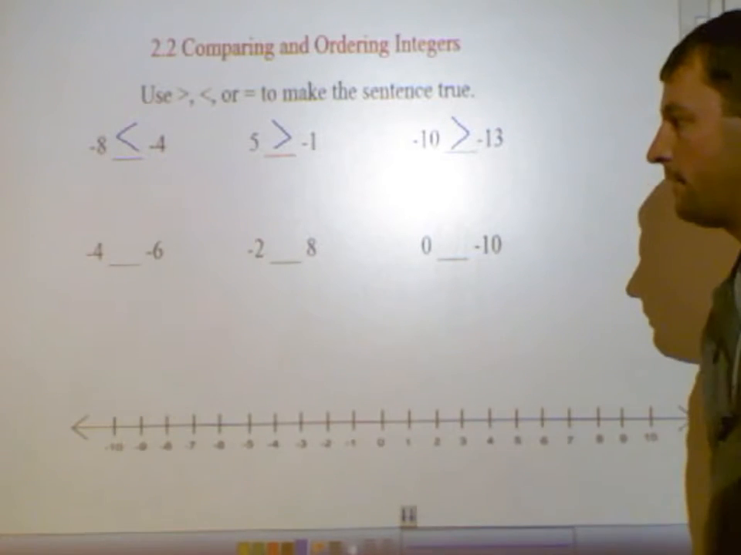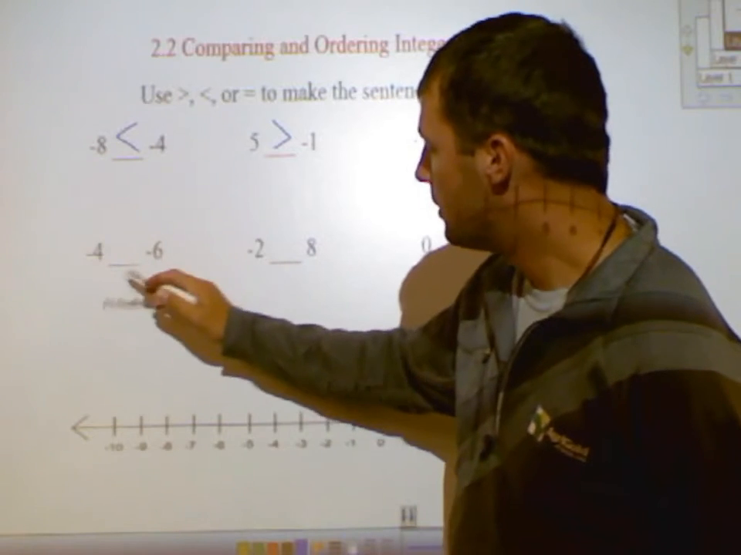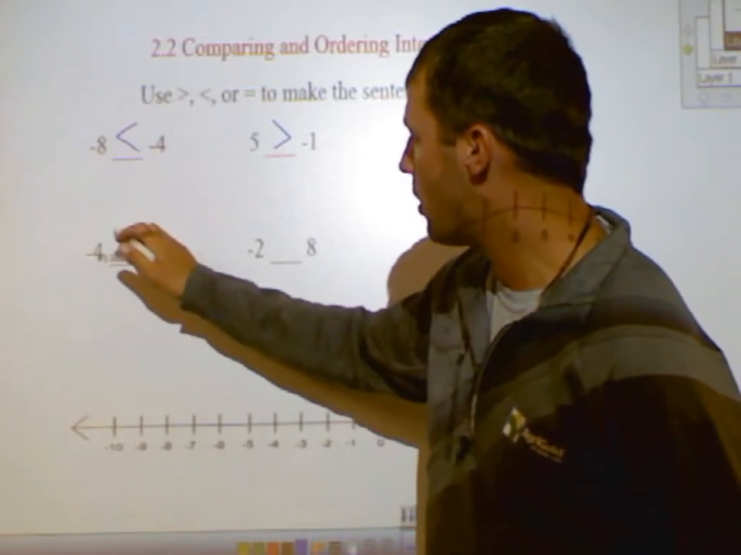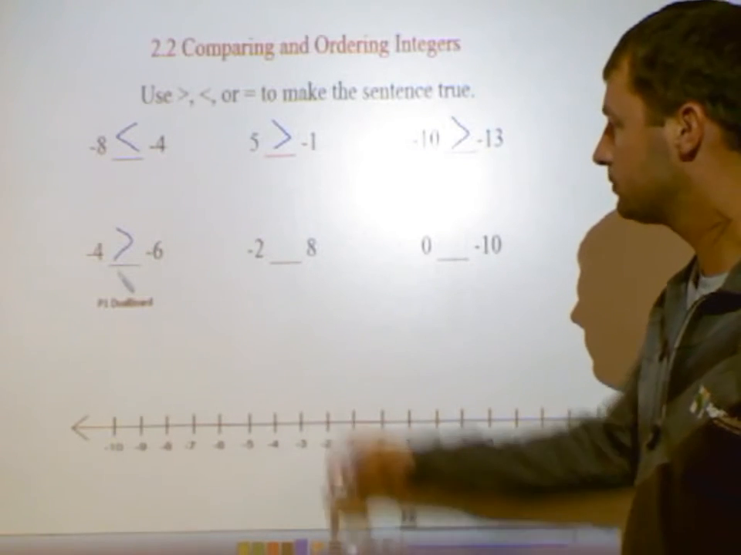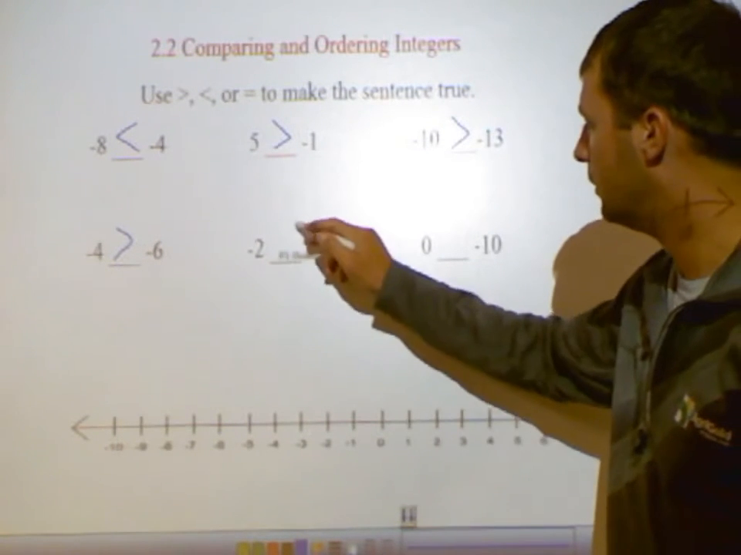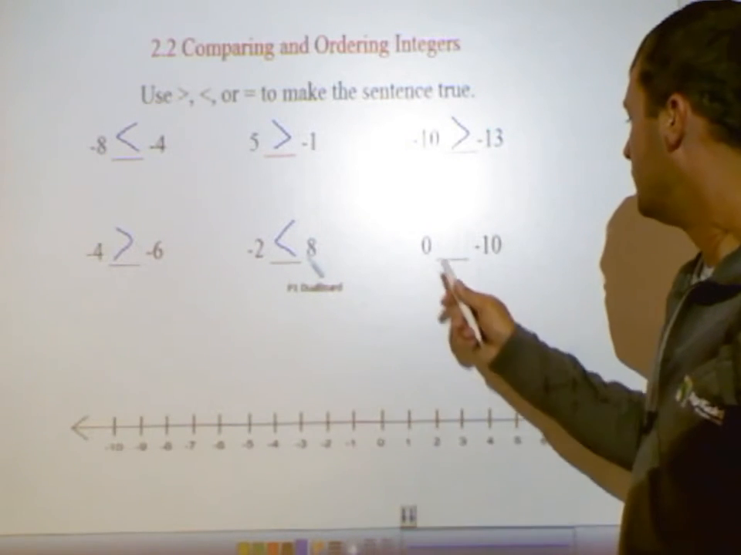Here I have a few more. I have -4 compared to -6. Again, the 6 may look bigger, but there's more negatives there, meaning it's smaller. So my -4 is greater than -6. I have -2 and a positive 8. Okay? Positive 8 is going to be bigger. It's a positive number.